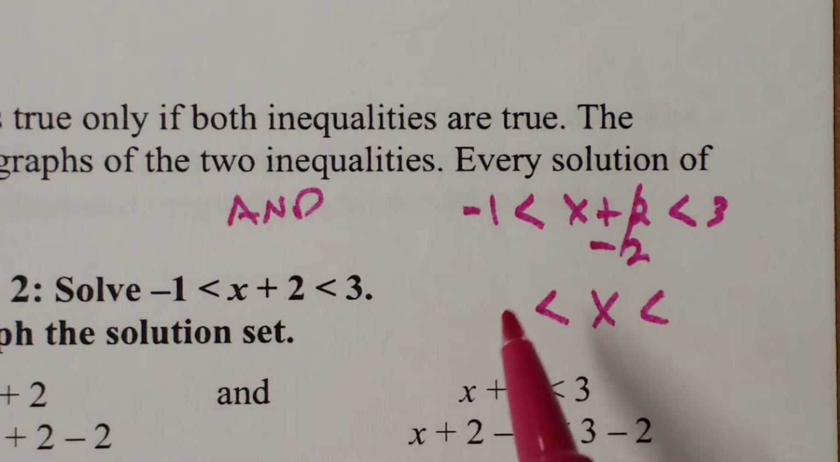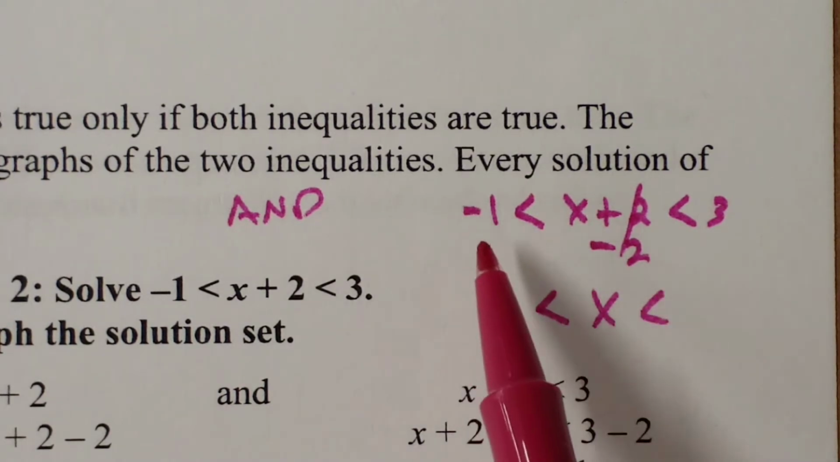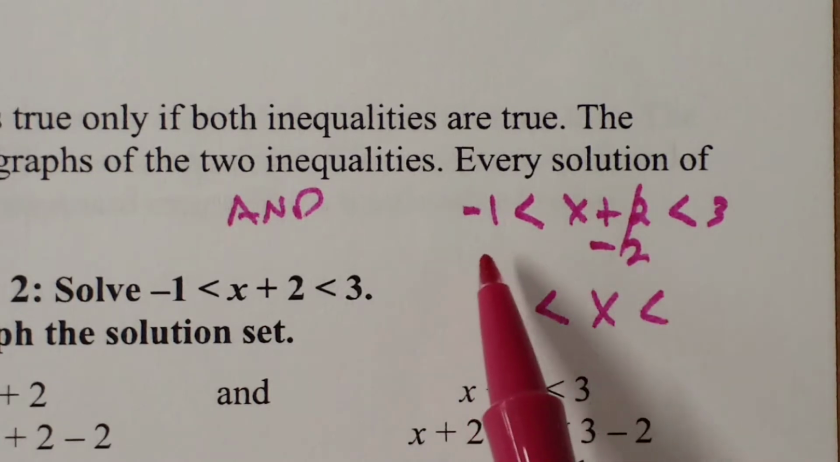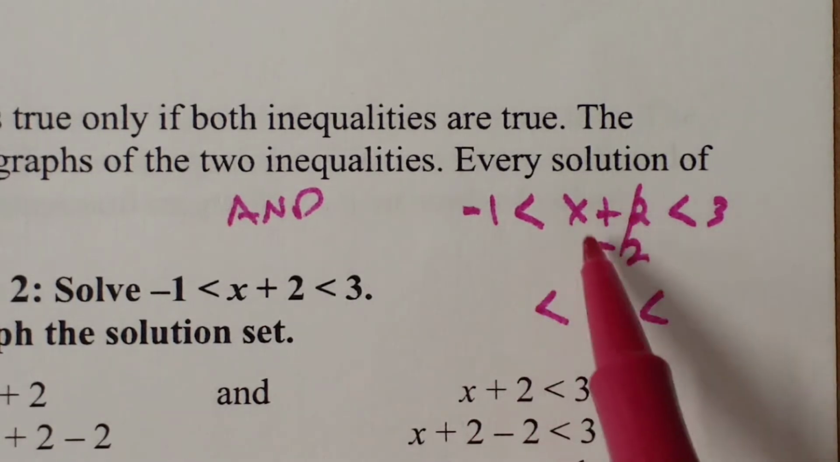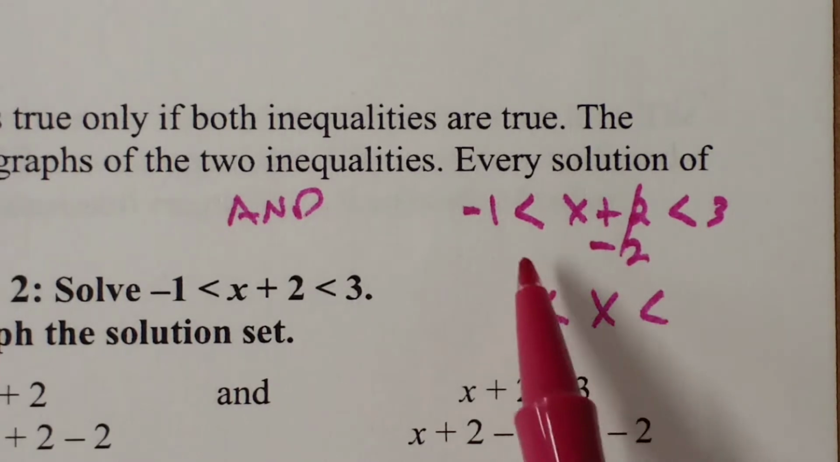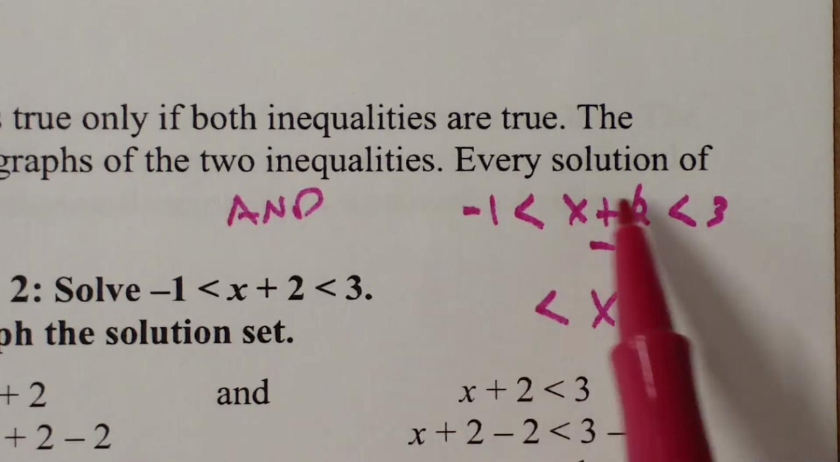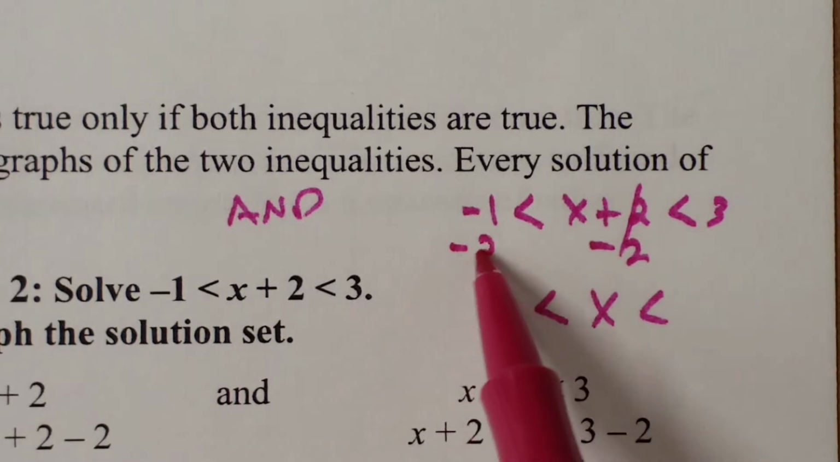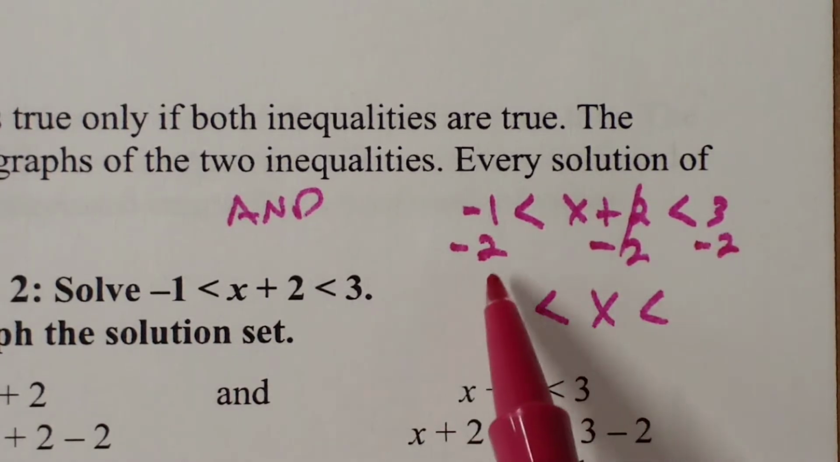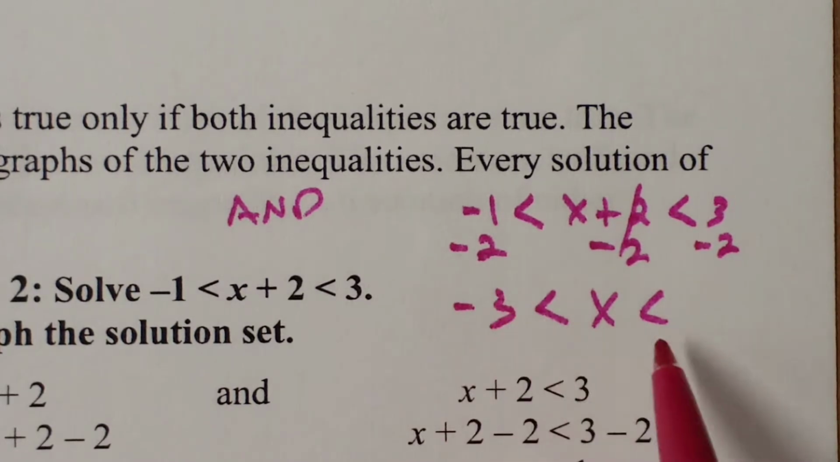Well, normally what you do to one side, you've got to do to the other side. But there's two sides. So which side do I do it to? I do it to both. So in these types of problems, where your variable is in the middle between the inequality signs, whatever you do in the middle, you go outside and do to both outsides. So now we get -3 over here, and we get +1 over here.